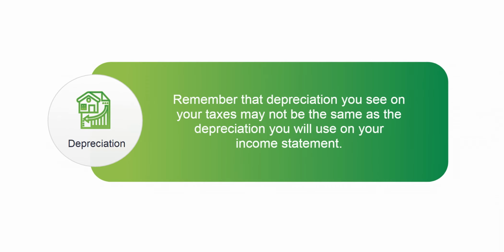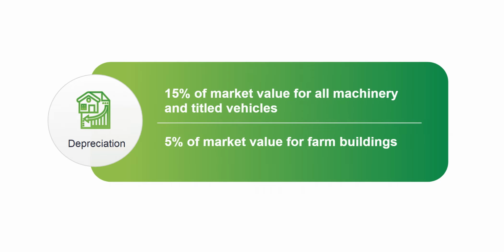It's important to remember that depreciation you see on your taxes may not be the same as the depreciation you will use on your income statement. To determine your annual depreciation, follow this simple rule of thumb. Use 15% of market value for all machinery and titled vehicles, and 5% of market value for farm buildings.